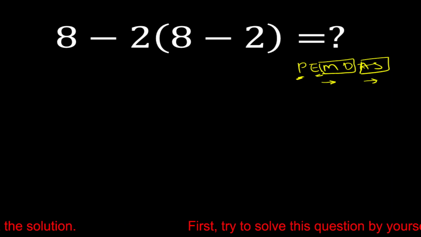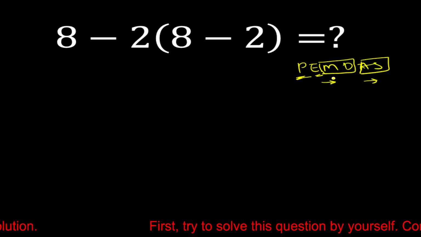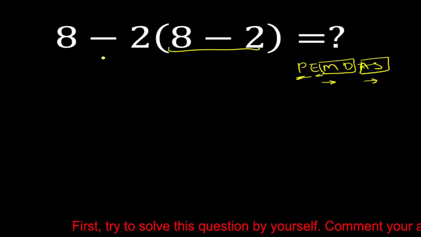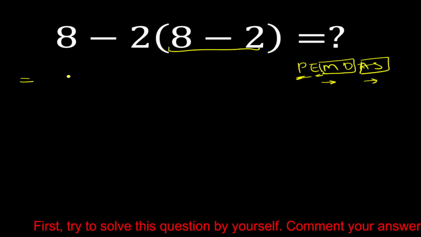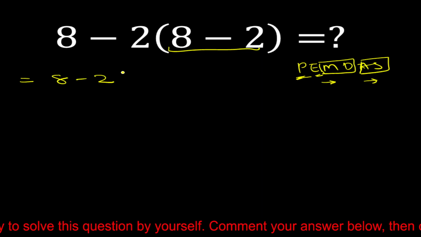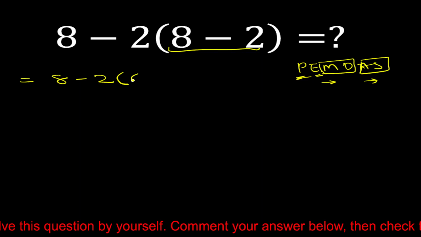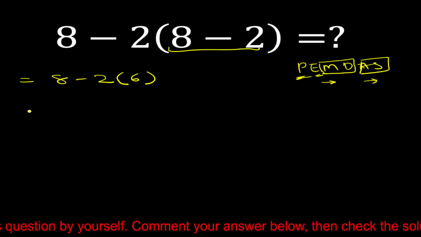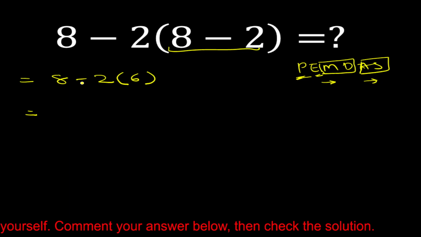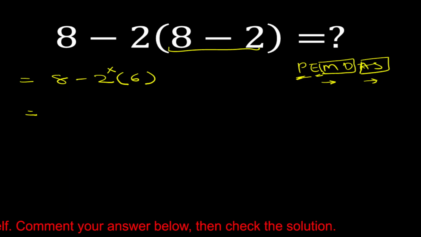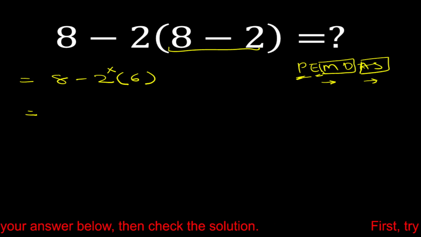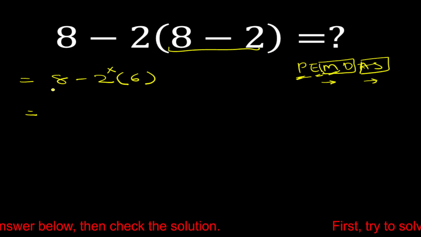Now let's solve according to PEMDAS. So first priority is parenthesis. Therefore, first we have to solve this parenthesis, okay? Is equal to 8 minus 2. Now solve this parenthesis. 8 minus 2 is equal to 6. Okay. So here is a subtraction and here is a multiplication. So second priority is multiplication. Okay.